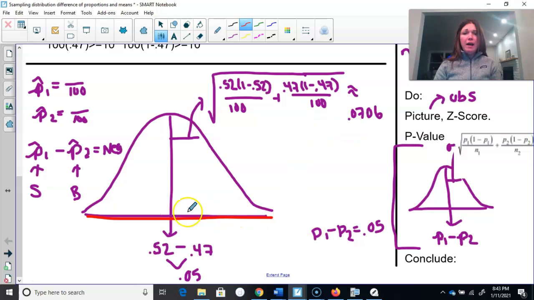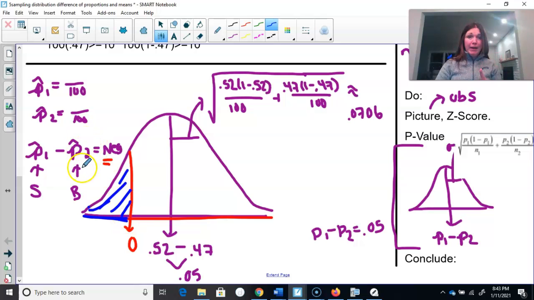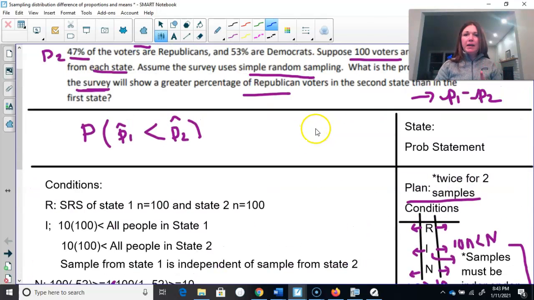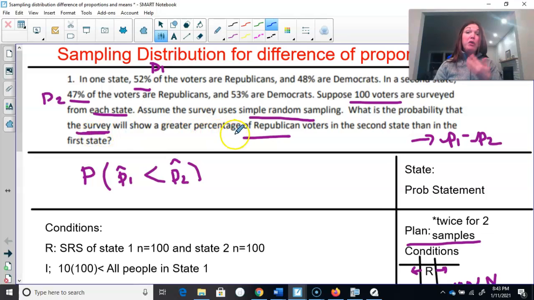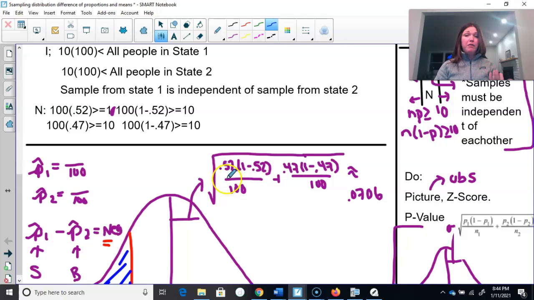At what point on my number line will the Republicans from state 2 be larger? They'll be more. Well, that's going to be anywhere where we have a negative number. And that means that's going to start immediately after we hit 0. This is all negative area. Anywhere over here, if we get any observation in this blue area, that's when we know there's going to be more Republicans in state 2 for that sample than state 1, okay? Which is what the question is asking. What's the probability that based off the survey, we'll have a greater percentage of Republicans in the second state than the first?